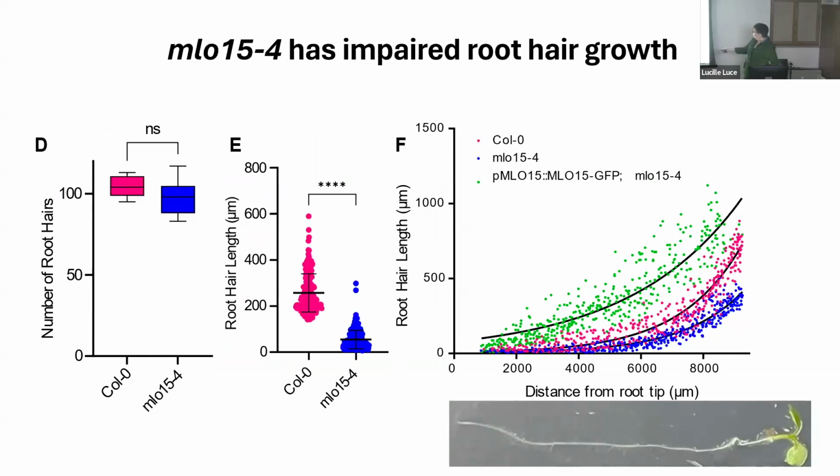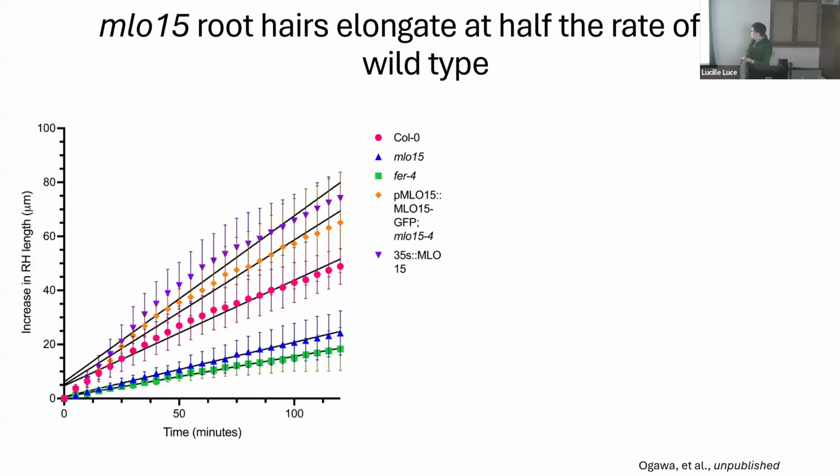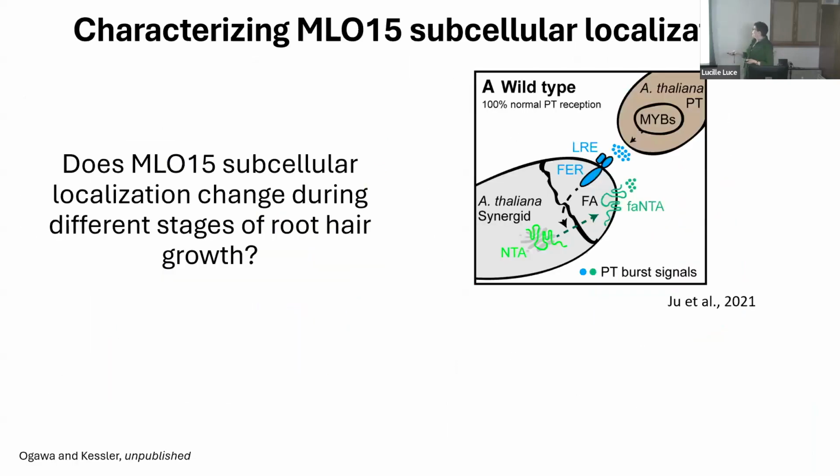And our MLO15-GFP can complement and maybe even get longer root hairs. Okay, and we can also show that mlo15 root hairs, shown here in blue, grow at roughly half the rate of wild type, and they're very similar to feronia mutant root hairs that are still maintaining growth and haven't burst yet. Okay, run out of time.